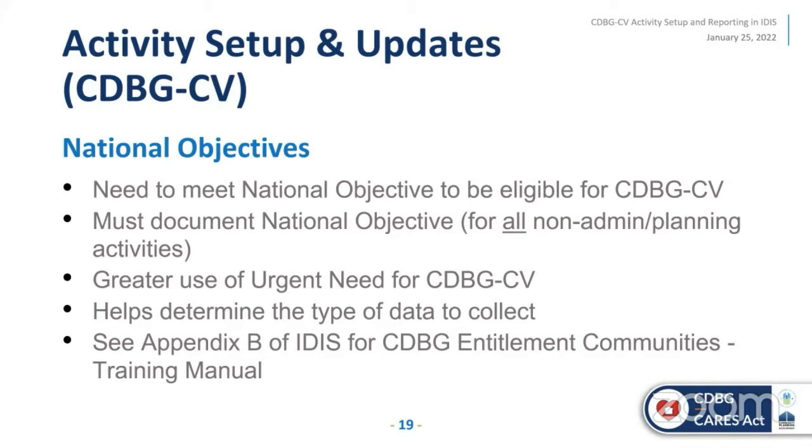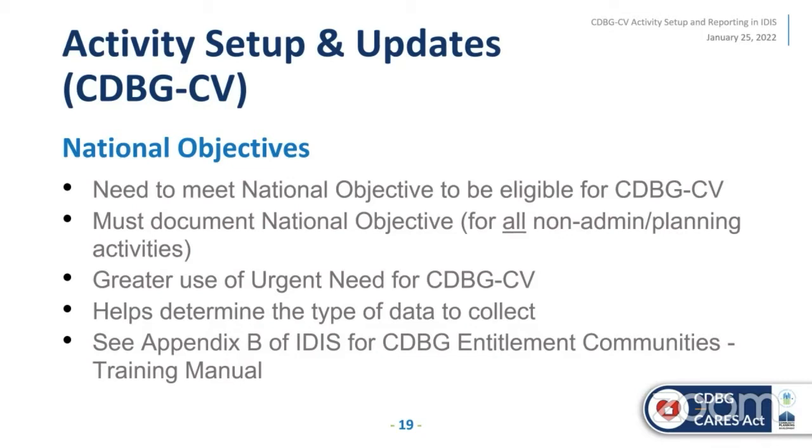activities, it does fall under one of the objectives like LMI, LMA, urgent need. There has been a lot more use of urgent need for CV, both because of the waiver and just because of the situation with what was going on. And so quite a few more grantees are using this as opposed to, you know, LMA or something where you may use that quite a bit more. This helps determine what data you're collecting, right?